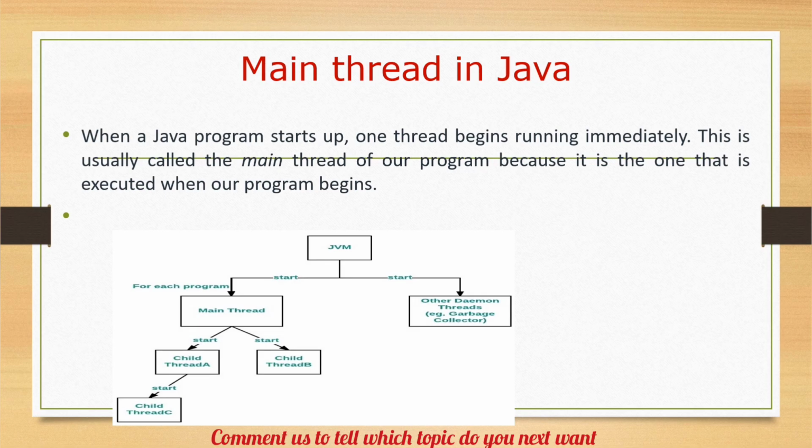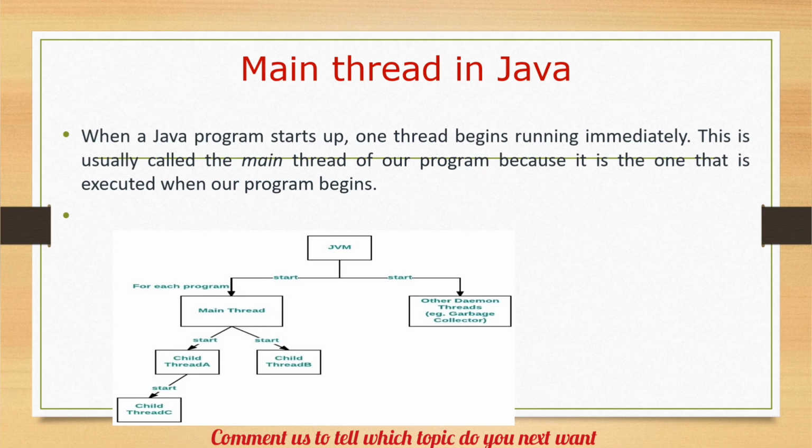Okay, so the last topic is the main thread in Java. As we already know, main is the startup execution of our Java program. So whenever a Java program starts, one thread begins running immediately, and that is the main thread. This is usually called the main thread, because whenever the JVM starts processing our program, whenever the JVM compiles our program to bytecode, the main method is started.